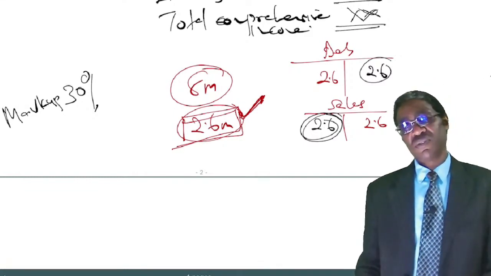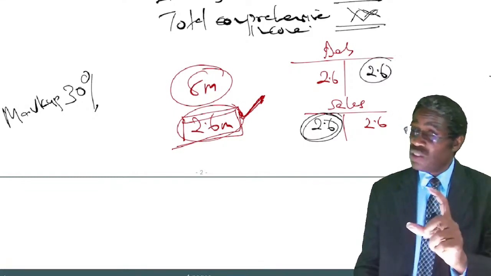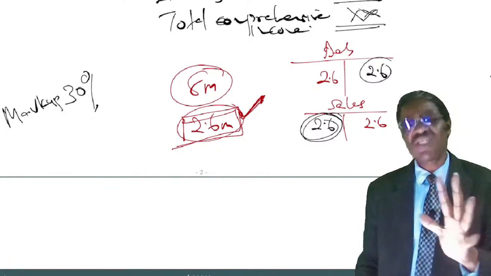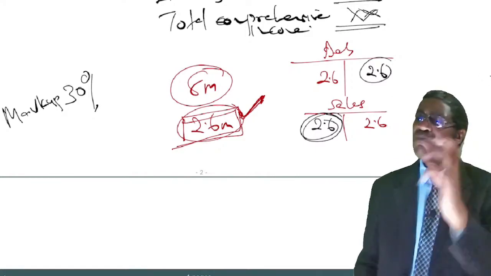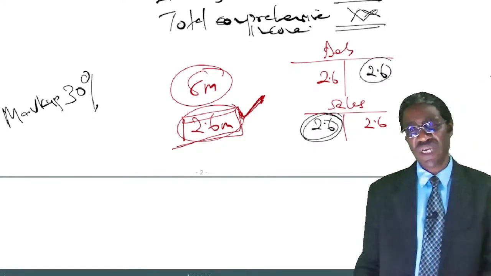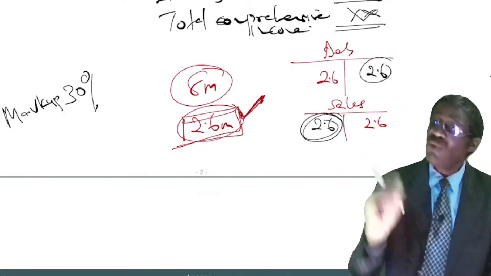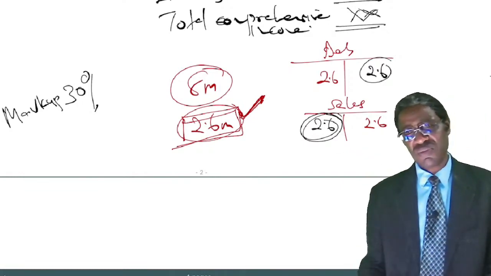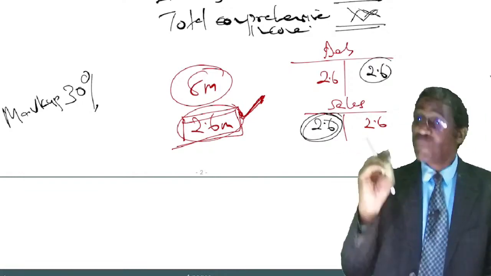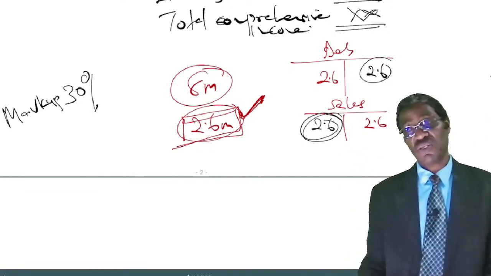Remember, I've told you, you don't consider that you have sold the goods. They are still yours. They can come back to you anytime before the year ends. So if these goods come back to you, they will be part of your closing stock.